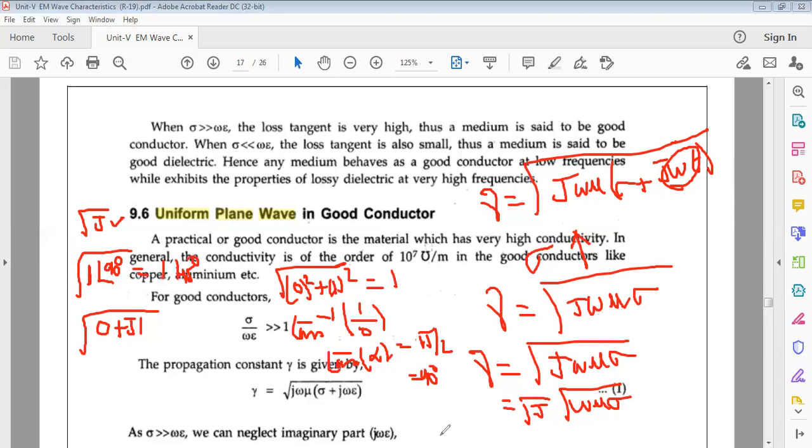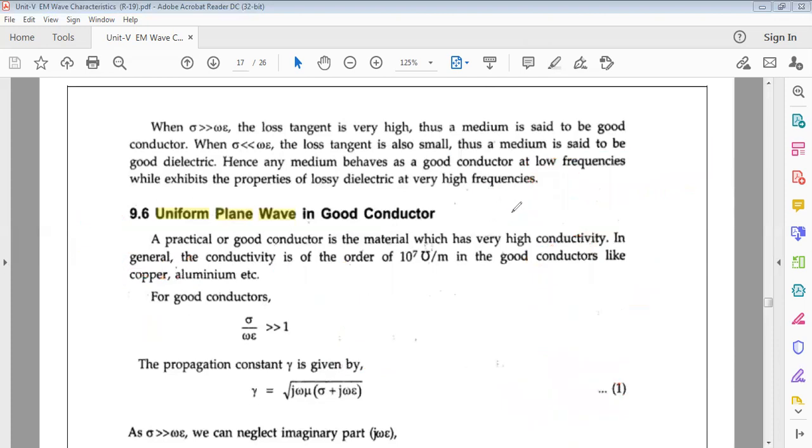Got it, my dear students? So gamma you can write as under root of j, that is 1 with an angle of 45 degrees. Why is it 45 degrees, my dear students? Under root of angle 90 degrees becomes 90 by 2, that is 45 degrees. And under root of omega mu sigma. So we got gamma equal to, after substituting the conductivity, 1 with an angle of 45 degrees under root of omega mu sigma.